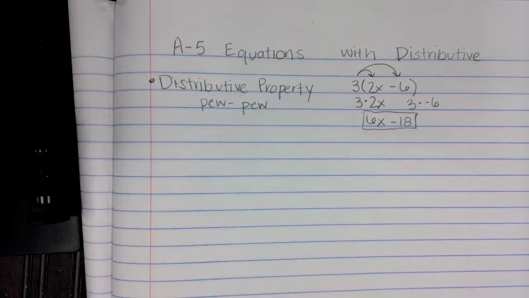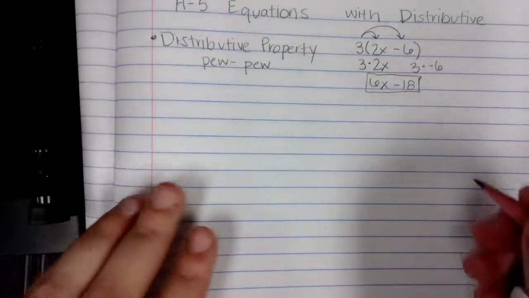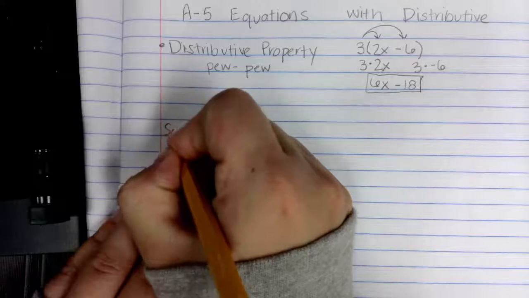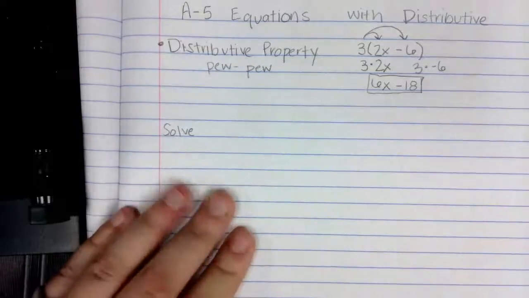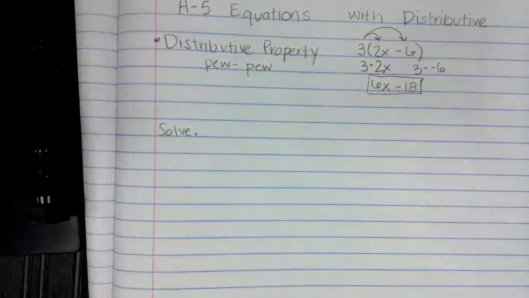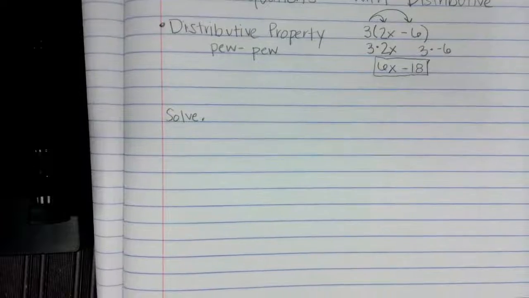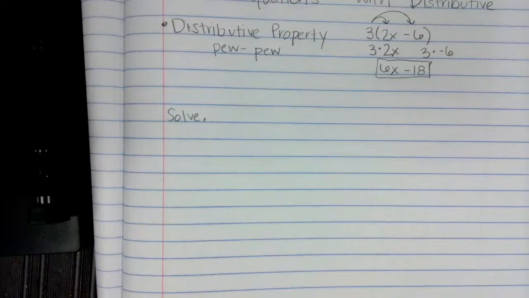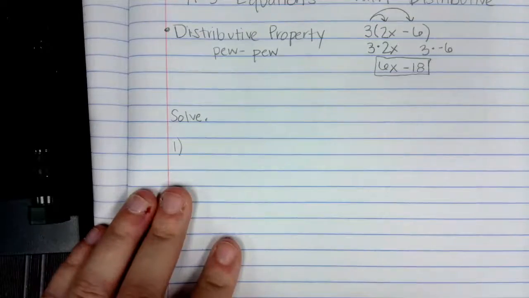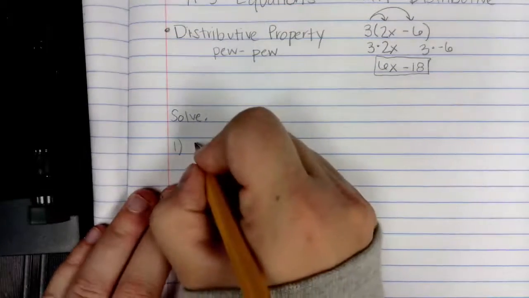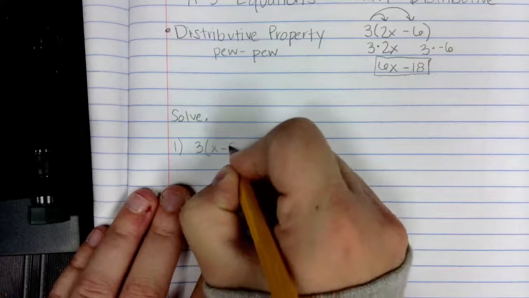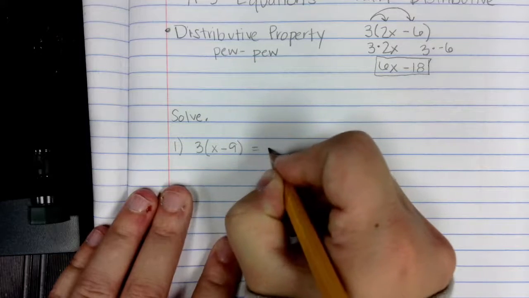Okay? So, for our examples, if you want to write the word example, you can write the word example. I'm going to start with the word solve, because that's our direction on our examples. If you like using those highlighters or colored pencils, feel free to grab those and use them as you need. I didn't use them, but you might. All right, problem number 1, example 1. We have 3 times the quantity of x minus 9 equals negative 84.